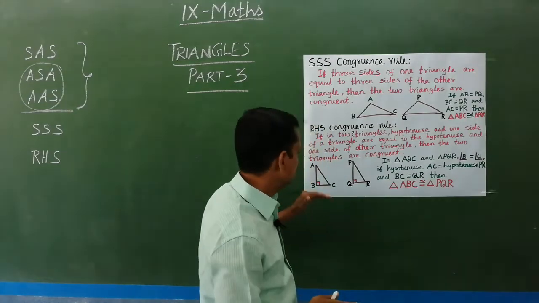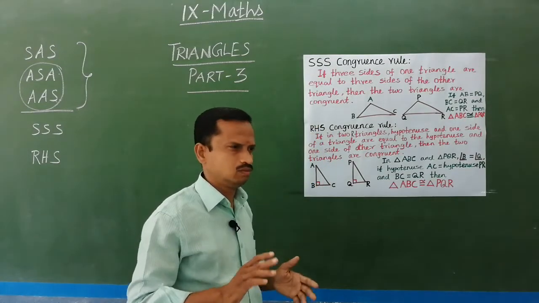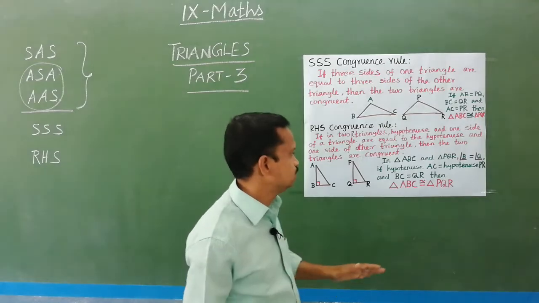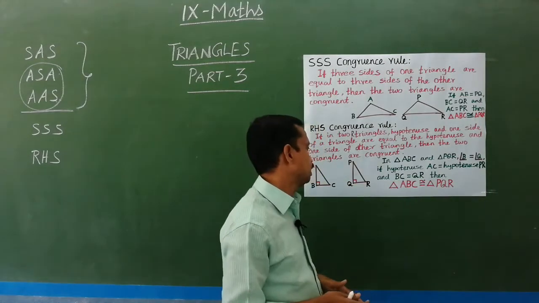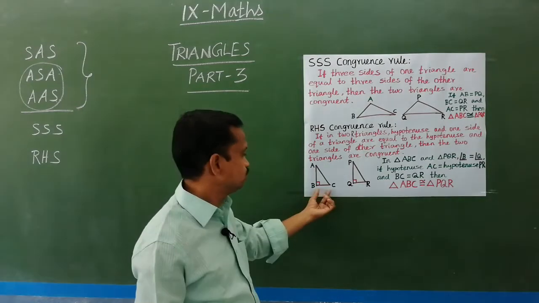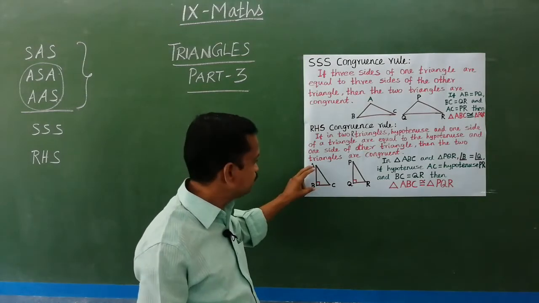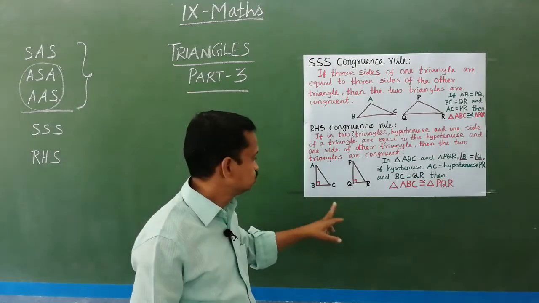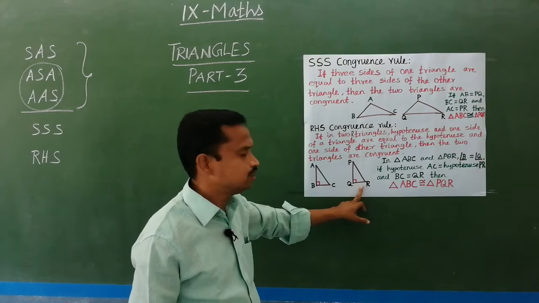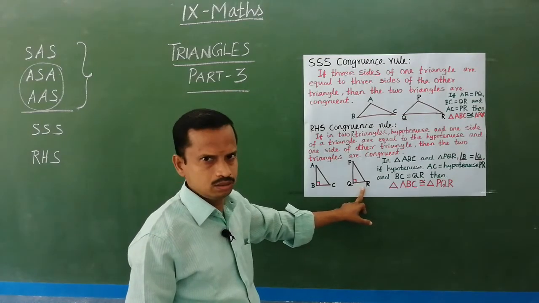Simply we can put AC equal to PR, but for your reference I am telling you that hypotenuse AC is equal to hypotenuse PR. And one side, for example, you can take BC, either AB or BC. So out of these two sides, any one side. So if you take BC here, it should correspond to QR in the next triangle.